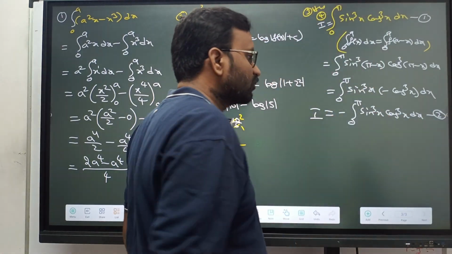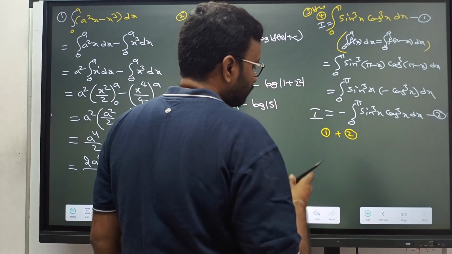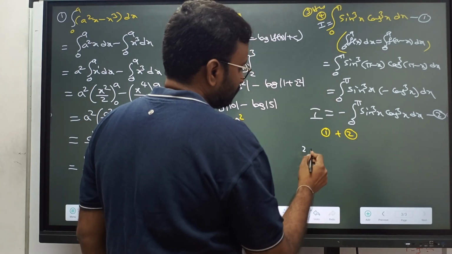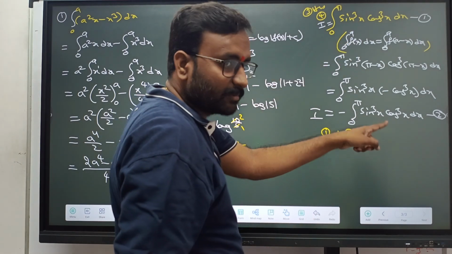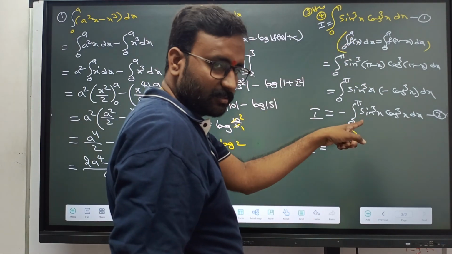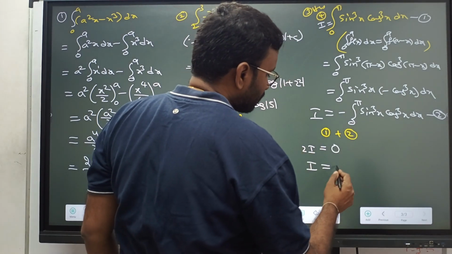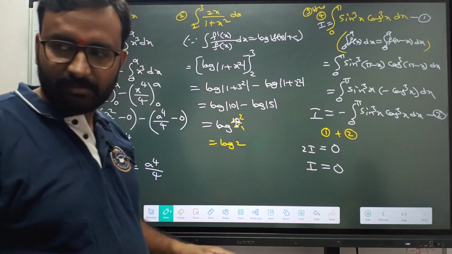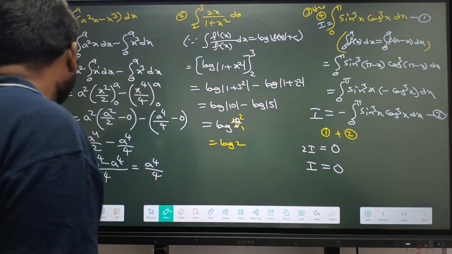Equation number 2. Now add 1 plus 2: I plus I, 2I. This plus this we have to do, right? This is positive, this is negative. Both will get cancelled. So what is the answer? 0. Understand? So if you use the property, it is easy. Otherwise, difficult, remember. Okay.